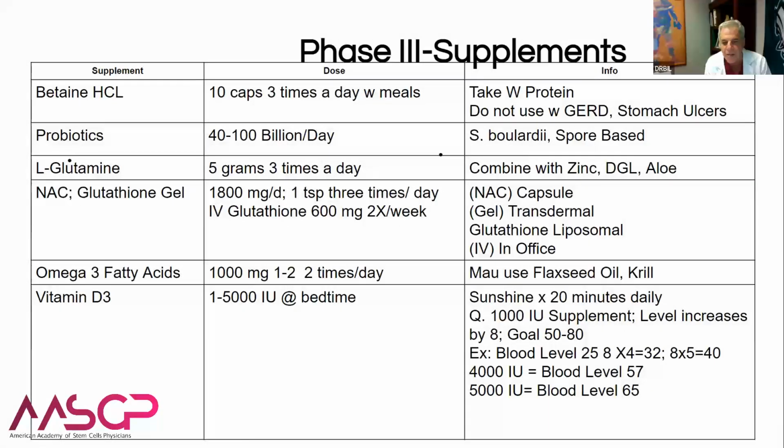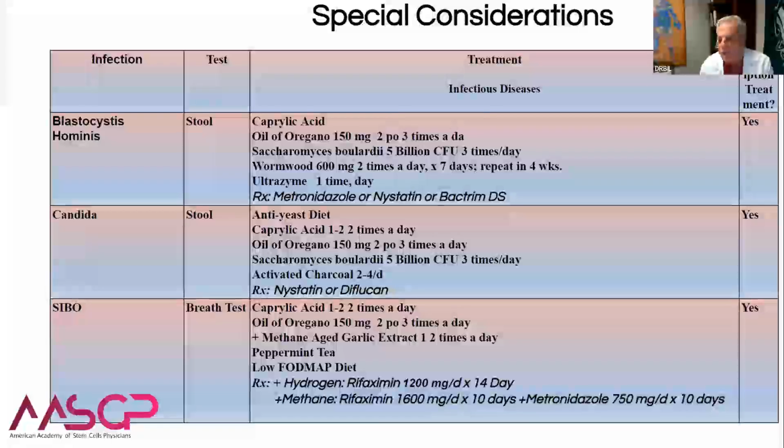GI issues, a lot of times the patients have been on PPIs for a long period of time. Remember, they were only designed to be used for 2 to 4 weeks, not 30 years. A lot of those patients have low stomach acid, which is similar in symptoms to high stomach acid. So we can add in some betaine. Again, probiotics, L-glutamine for lower GI symptoms, omega-3 fatty acids, and vitamin D. Specialty things. So again, here are remedies for blastocystis, candida, SIBO. Here are the remedies that we have for that.